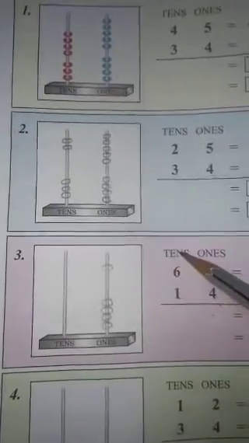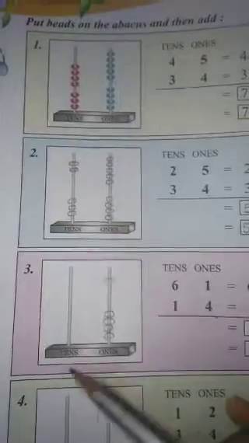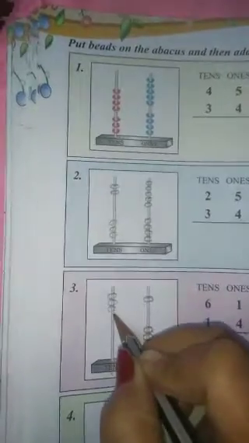Now once it is completed, come to tens place. In tens we have 6 and 1. So we'll make beads now 6. 1, 2, 3, 4, 5, 6. And below 6 we have 1. So keep some gap and we'll put here 1 bead.